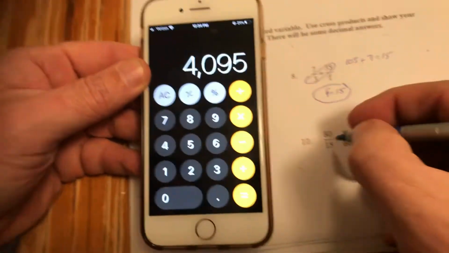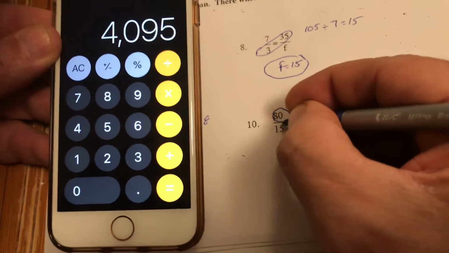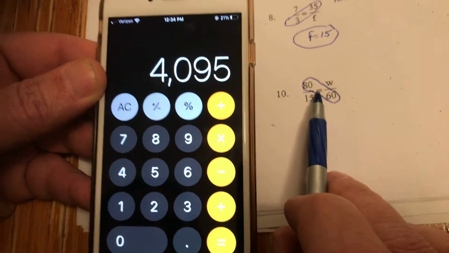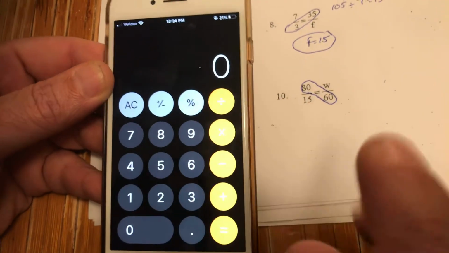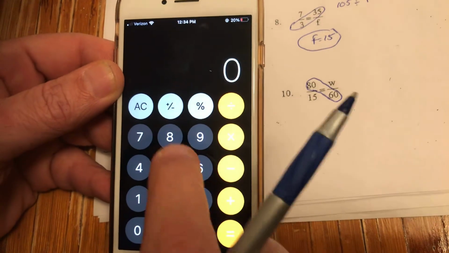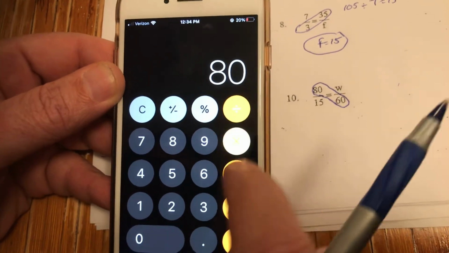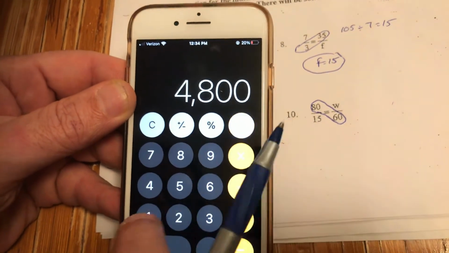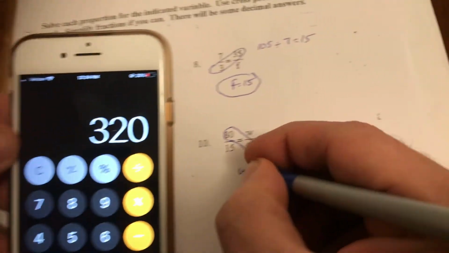So this one's going to be 80 times 60. So you can kind of see how it works on a calculator. So I'm going to take 80 times 60, take that answer, divide it by 15. Now I want to show you something. So you've got to do 80 times 60 equals 4,800. You take that answer divided by 15, we will find that W is equal to 320.